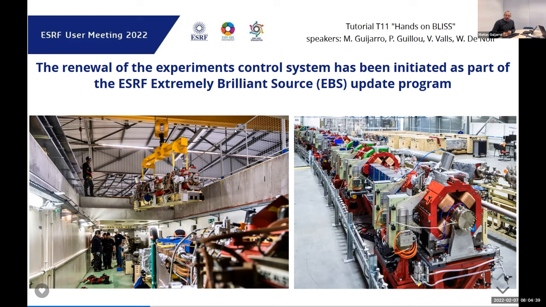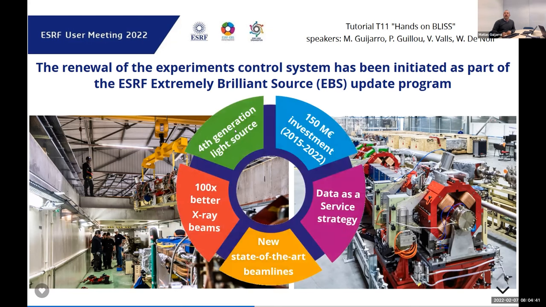So I'm sure you already heard about the EBS. This is the program that gives us the new fourth generation light source, the new beam. It has been a 150 million euro investment, and it's ending this year. In fact, I mean the investment. And we are building new beam lines. We already built some that you have probably visited already, but new ones are being built.